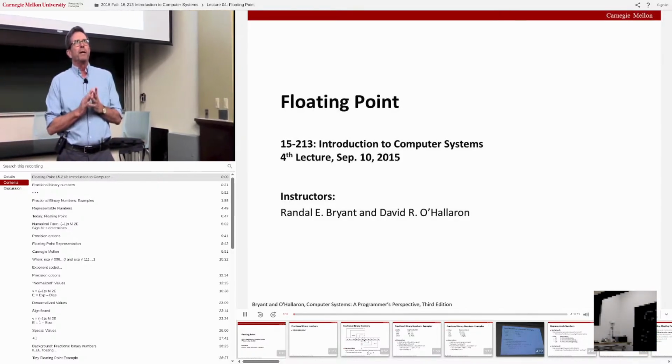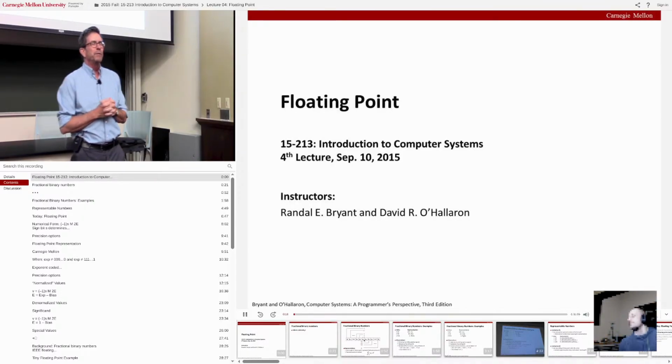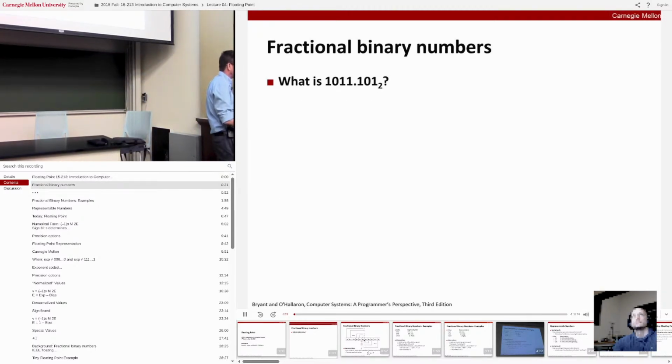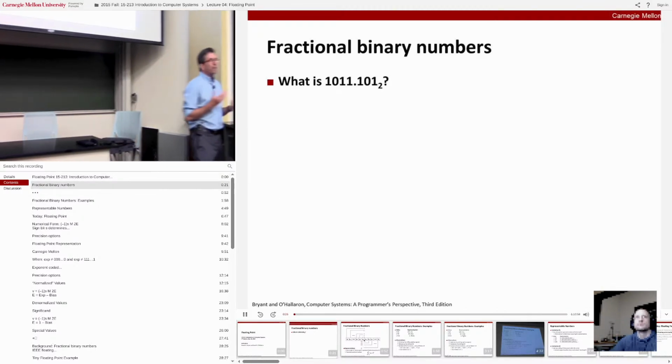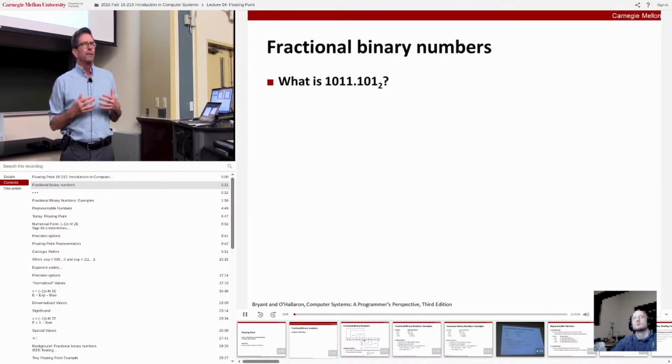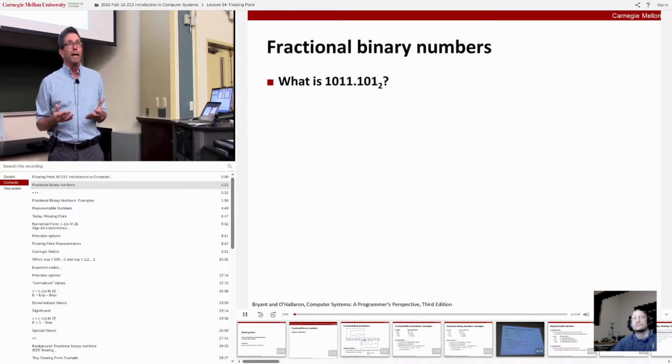So today we're going to study an arcane area of systems known as floating point, which is the way that computer systems represent the real numbers. You're all familiar with decimals, something like 3.14, and there's a similar idea with binary numbers.